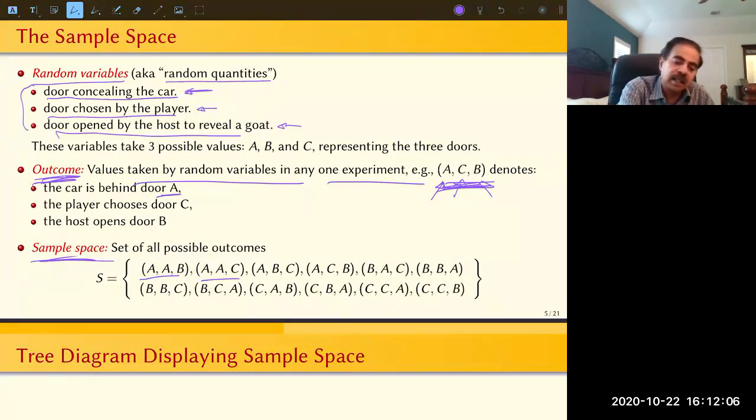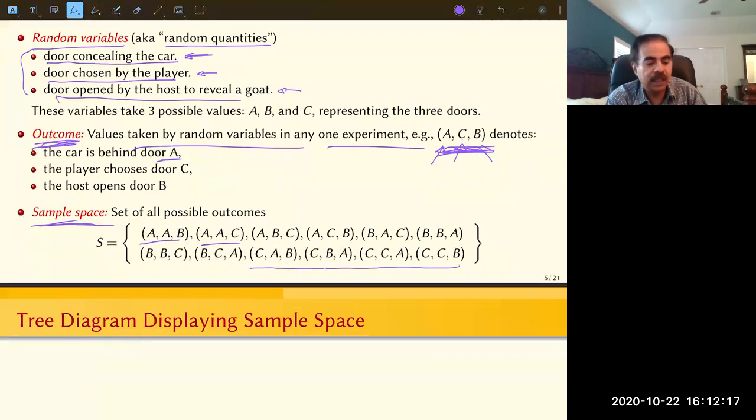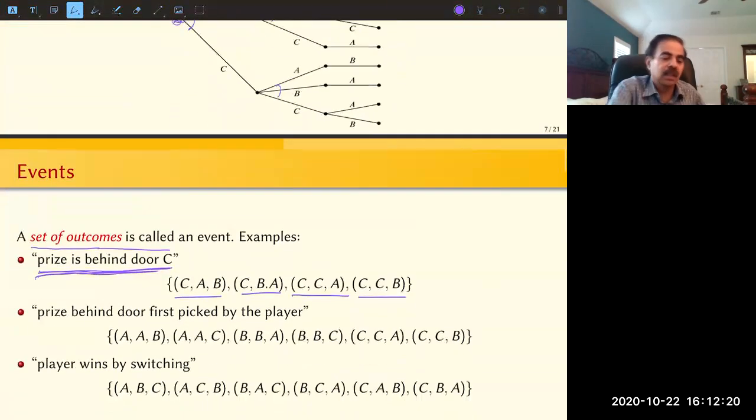And then you can see that these are the 4 outcomes that have a C in the first place, denoting that the car is behind door C. All we did here is list those. So what we are saying is that in order to figure out the probability that the prize is behind door C, we need to compute the probabilities of each of these outcomes, and if we add them up, then we will get the probability of the car being behind door C.